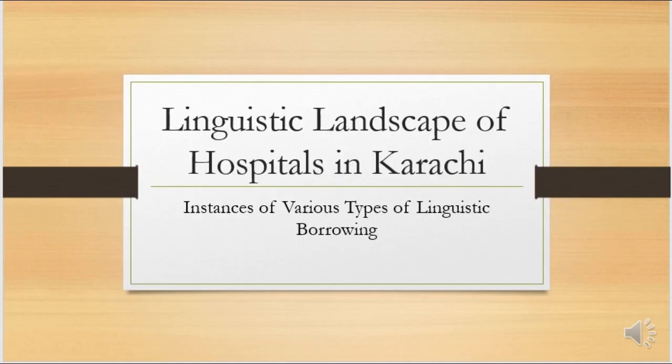So these were some examples of different kinds of linguistic borrowing that can be noticed in the linguistic landscape of hospitals in Karachi, and we saw that the most frequent kind of linguistic borrowing is loan word, and the second most frequent one is partial substitution, and the least frequent are loan translation and loan rendering.